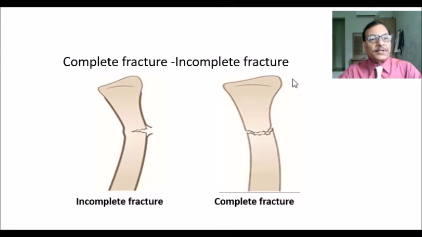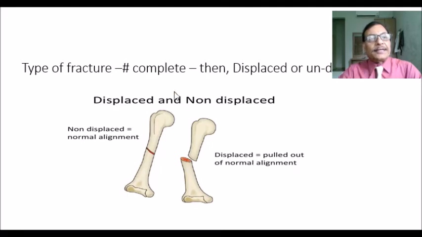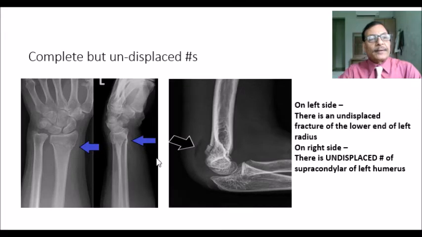Now we have to ascertain whether the fracture is complete or incomplete. We can see an incomplete fracture, and here there is a complete fracture. And if it is complete, then we have to ascertain whether it is displaced or undisplaced. We can see an undisplaced and a displaced fracture. Again, the fracture is complete in the lower end of the radius, but displaced. So this is an undisplaced fracture in both views, AP and lateral. Here, a supracondylar fracture of the humerus, undisplaced, but it is a complete fracture.